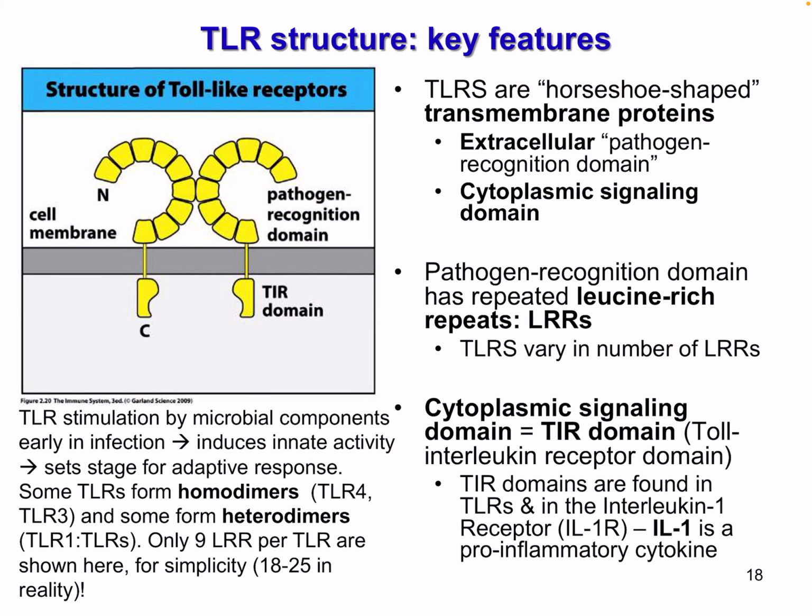So, TLR structures and their key features. TLRs are horseshoe-shaped transmembrane proteins, as you can see here. They have an extracellular pathogen recognition domain and a cytoplasmic signaling domain, as we can see here. The pathogen recognition domain has leucine-rich repeats, so that's each one of these. These are LRRs, and TLRs vary in the number of repeats, so each TLR has a different number.